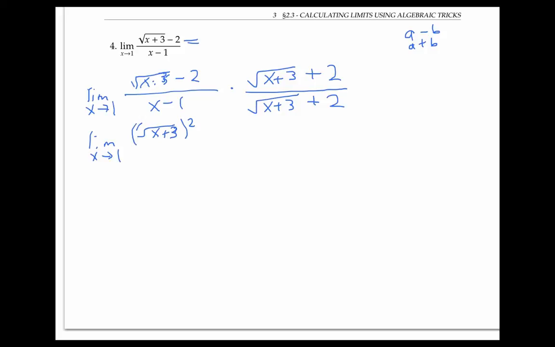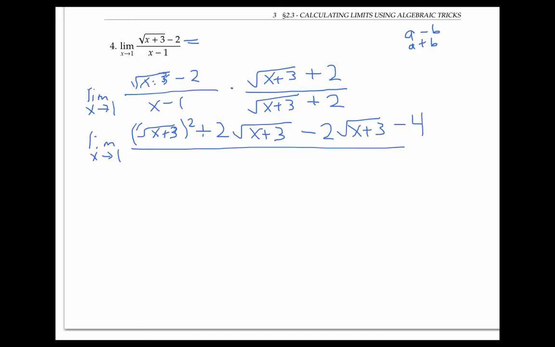I get plus 2 times the square root of x plus 3, minus 2 times the square root of x plus 3, minus 4. On the denominator, I get x times the square root of x plus 3, plus 2x, minus the square root of x plus 3, minus 2.